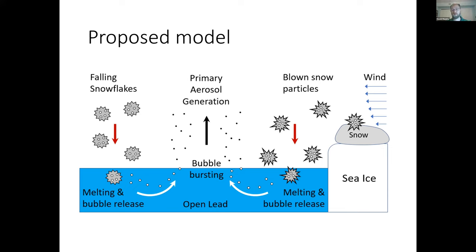Alternatively, and probably more commonly, wind would be able to pick up snow particles from sea ice, and these particles could saltate or be suspended and then eventually fall into an open lead or a polynya, where again the same process would occur. These particles would cross the air-water interface, melt, and release the bubbles. Those bubbles would float back to the surface, burst, and generate primary aerosol in that way.